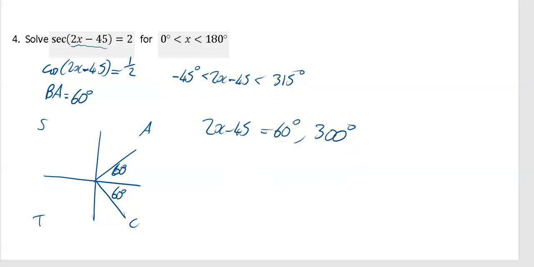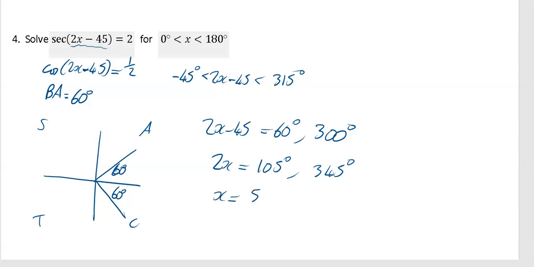And then what we do is solve these. So we'll take a couple of steps to do this. First thing I'm going to do is bring the 45 across and add it on to both my answers. So that's going to go up to 105, and then the next one's going to go up to 345, I should say. And my last thing to do is divide through by 2.